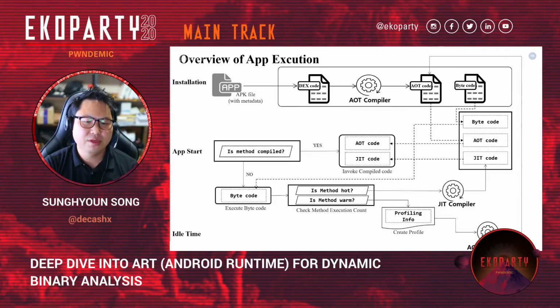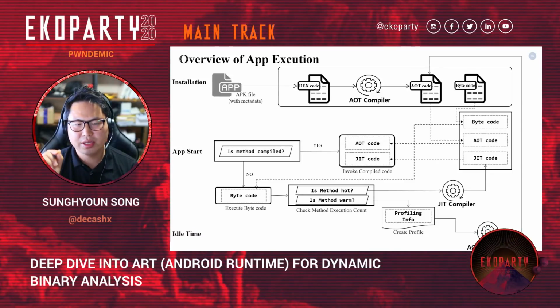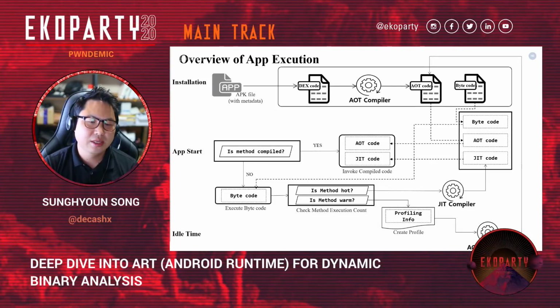And if the counter keeps increasing and it finally becomes hot, the method is compiled in real time by the just-in-time compiler and stored in memory as a code cache. Then the code loaded in memory is executed as soon as the function is called.